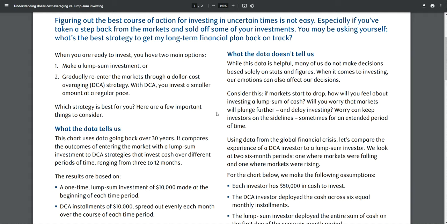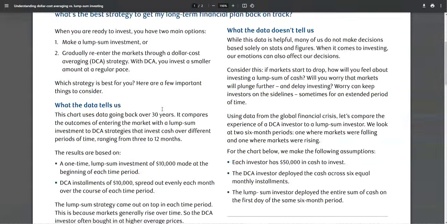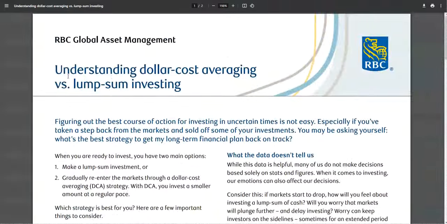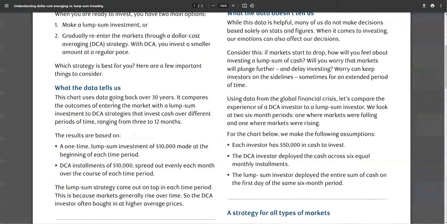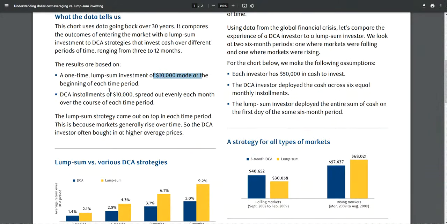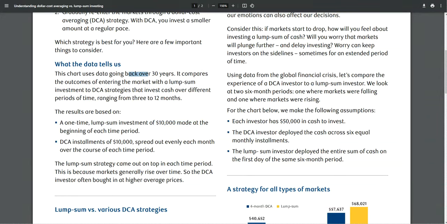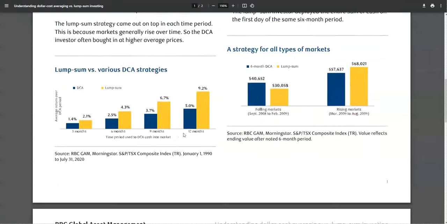Okay. Now let me just show you the research that they've done. You can find this is the title for that, and what they've done is they took $10,000 or whatever it was and back tested it for the last 30 years. The charts use data going back over 30 years, and the 10,000 is what they invested in.